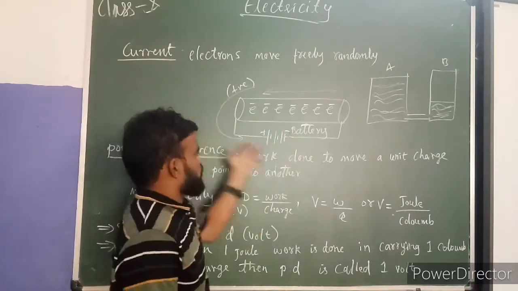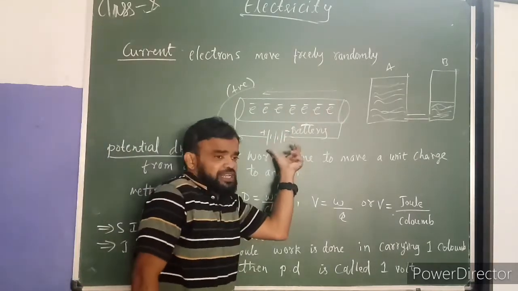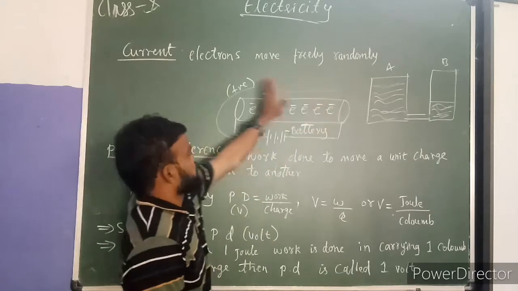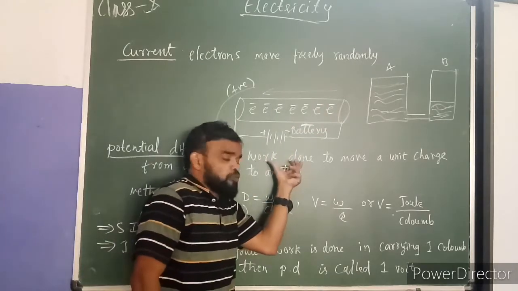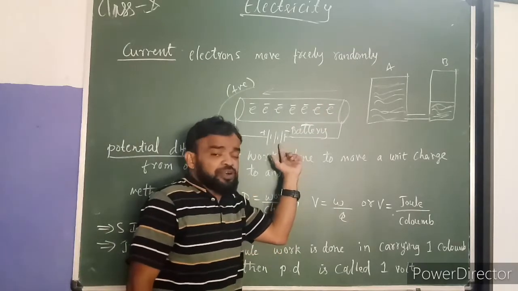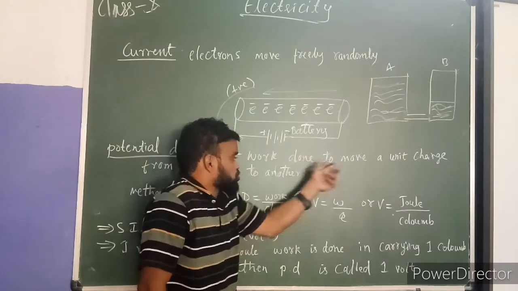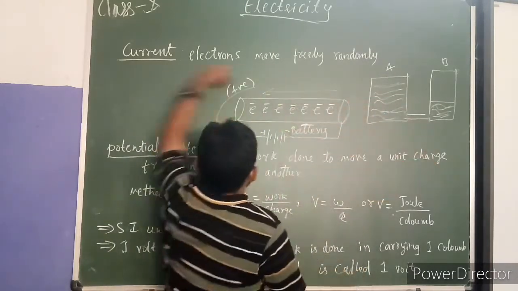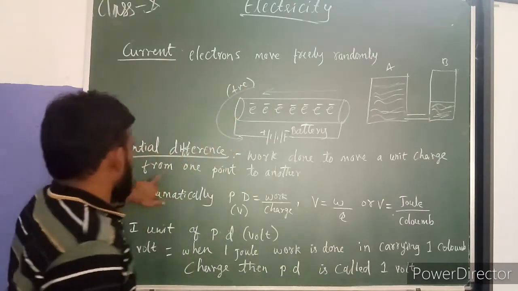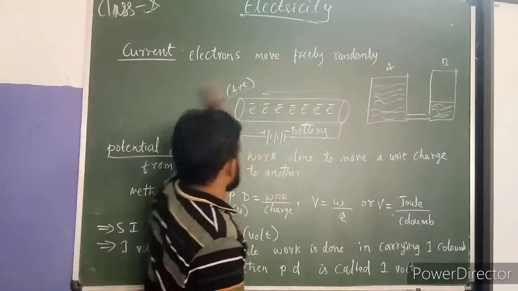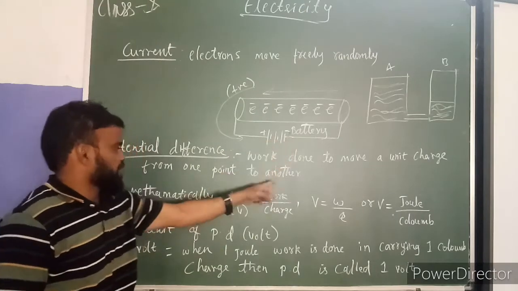You see here also, the electrons are connected to the battery. Then the electrons are moving in one direction. That is also work done going on. Battery is connected. Similarly, the work done is to move a unit charge. The electrons are moving from one point to another point.